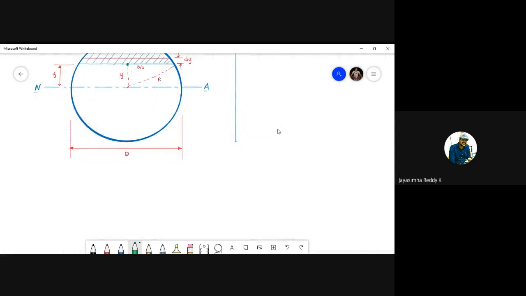So how do we derive this? We have this formula, students: tau is equal to V into A y bar by I b. Is it right? In this formula, what is A y bar, students? A y bar is the area moment of the shaded portion. So A y bar represents the area moment of the shaded portion here.